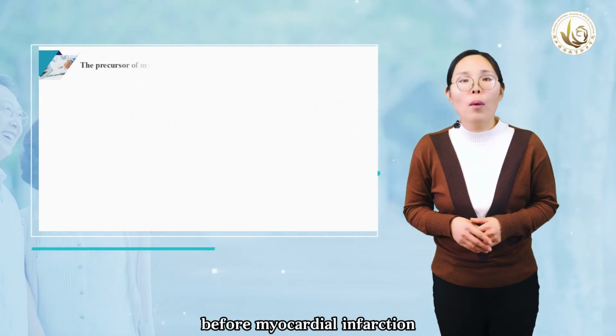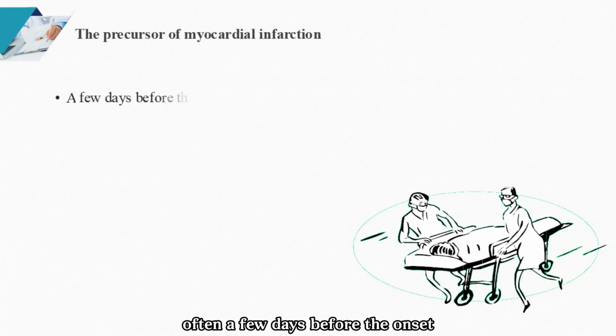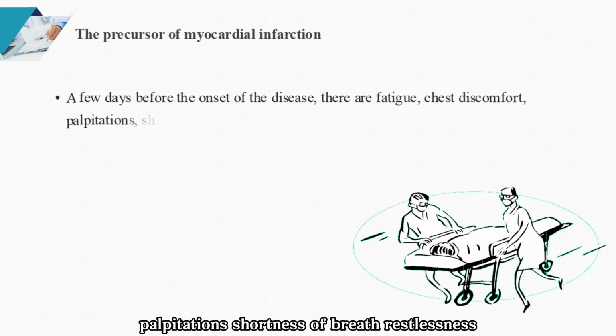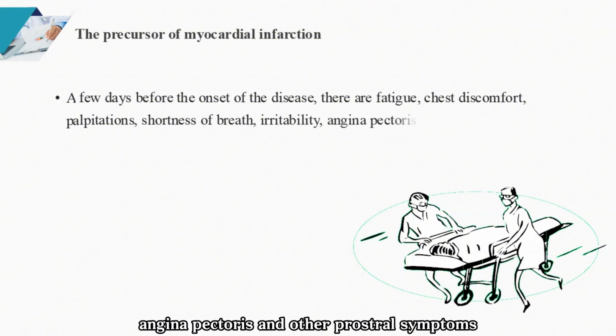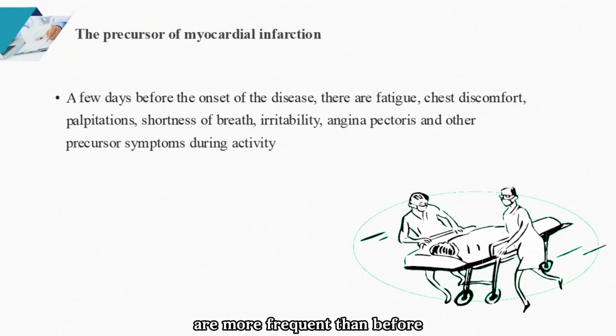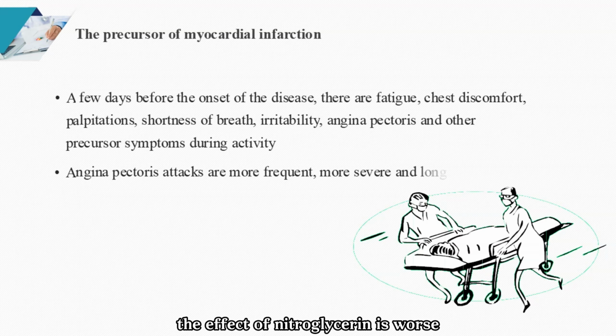Before myocardial infarction, patients may have prodromal manifestations. Often, a few days before the onset, there may be fatigue, chest discomfort, and during activity, palpitations, shortness of breath, restlessness, angina pectoris, and other prodromal symptoms. The angina pectoris attacks are more frequent than before. The nature is more severe. The duration is longer. The effect of nitroglycerin is worse, and the triggers are not obvious.